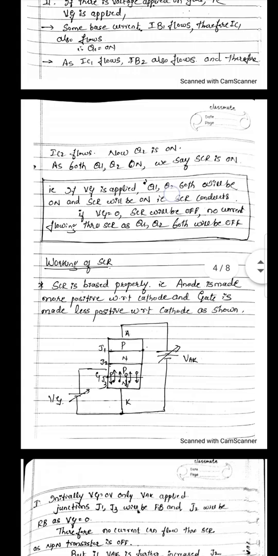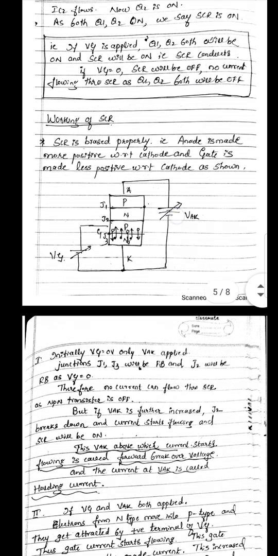Now coming to the working of the SCR. Now this is the SCR. PNPN four layers are shown. Three terminals are shown here: anode, cathode and gate. In order to know the working of anything, we should go for its proper biasing. Now the SCR also has to be properly biased. What is biasing? Connecting the external power supplies between the terminals of the SCR.